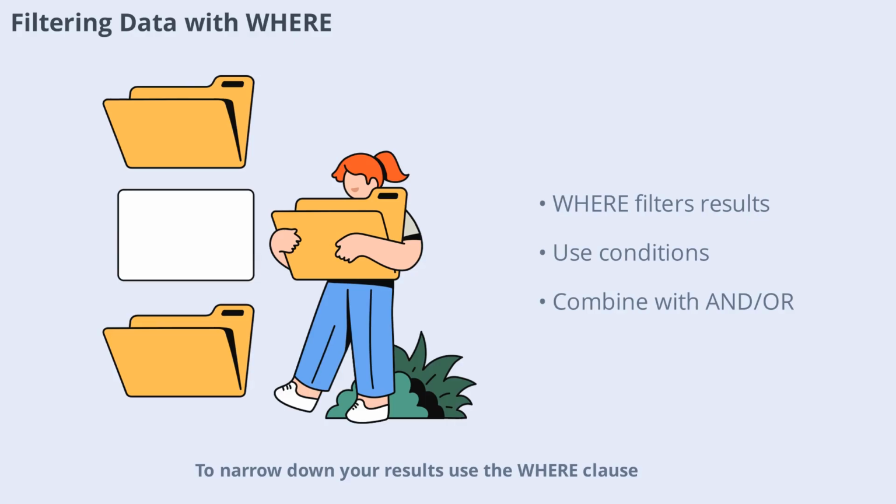To narrow down your results, use the WHERE clause. This allows you to filter records based on specific conditions. For example, SELECT * FROM customers WHERE city = 'London' will return only customers from London. The WHERE clause is powerful for focusing your queries and extracting meaningful insights from your data. You can combine multiple conditions using AND or OR to refine your search even further.